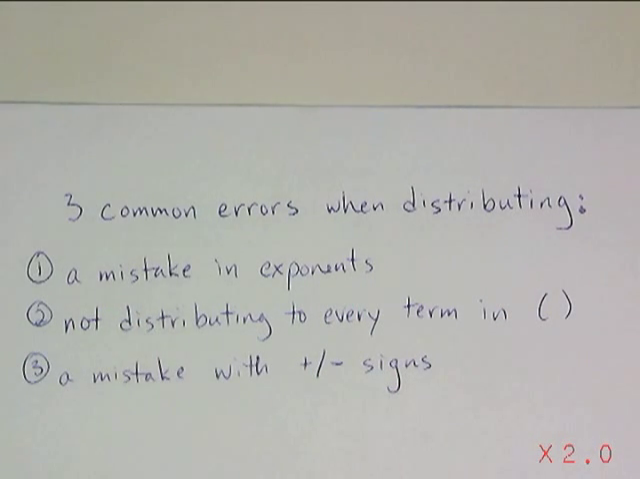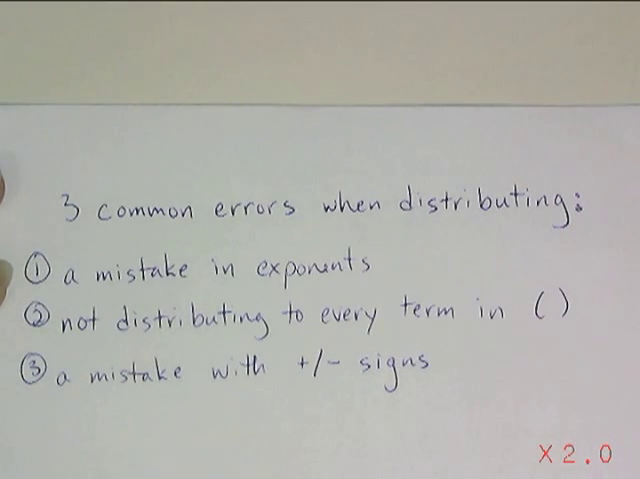Okay, stage 2 of our notes. Let's talk about 3 common errors that people make when they're distributing. 1, they might make a mistake in their exponents. 2, they might not distribute to every term in their parentheses. Or 3, they might make a mistake with their plus and minus signs.